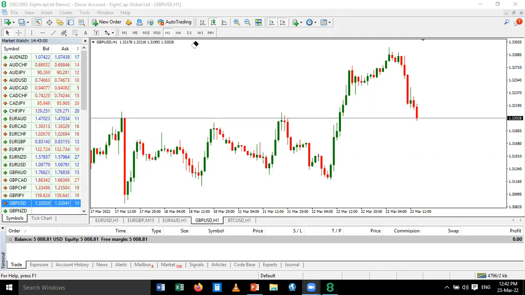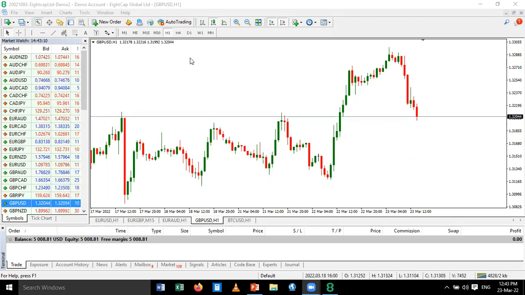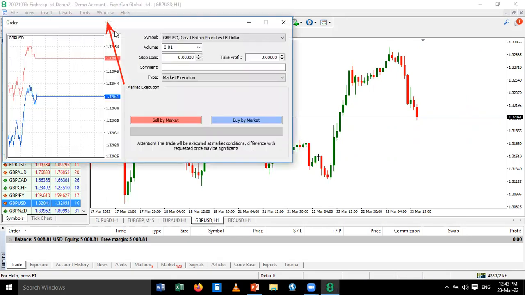Now I want to take a buy trade. I want to do an instant execution. I will do that of a buy, and I will do that of a sell. Okay, this is GBP USD, and I go to new order. I click on new order.